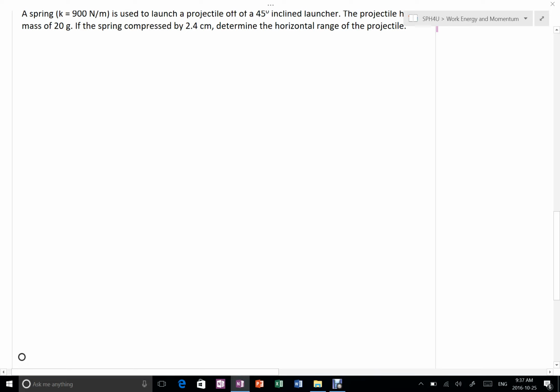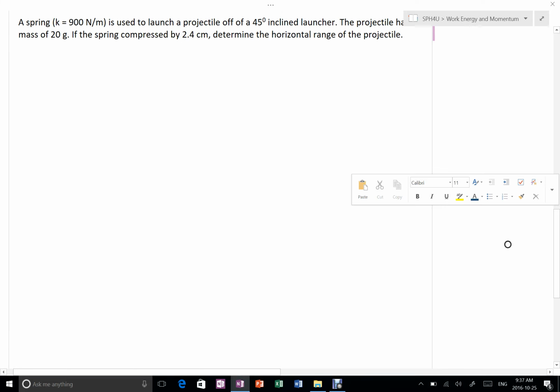Okay, in this video I'm just going to solve a couple problems related to elastic potential energy. A spring, 900 newton meters, is used to launch a projectile off a 45-degree inclined launcher. The projectile has a mass of 20 grams. If the spring is compressed by 2.4 centimeters, determine the horizontal range of the projectile.